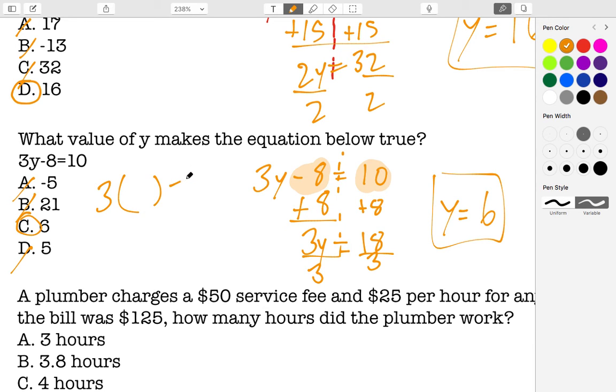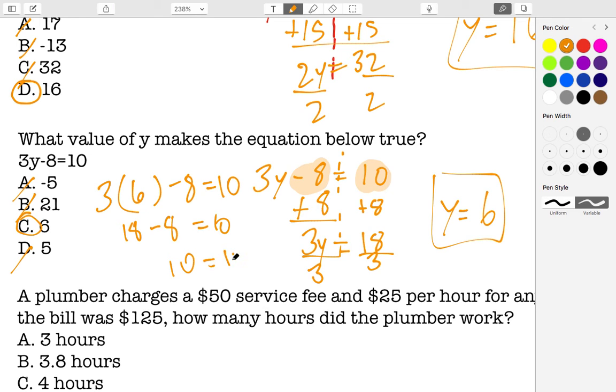Here's your hint. Why did I leave that y blank? So you can plug it in. So if we plug it in and it comes out to 10 equals 10, we know that's the correct answer. Anything else won't work. So if I plug in 6 here, this would be 18 minus 8 equals 10.